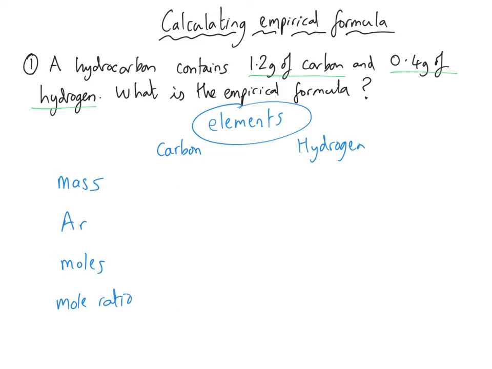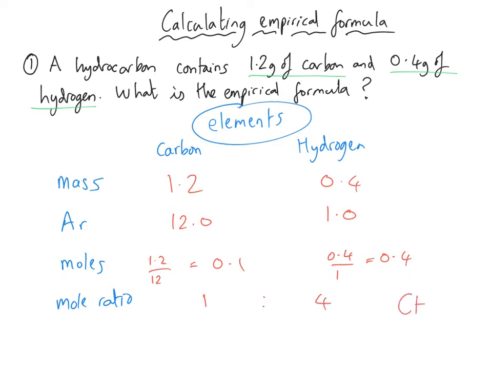And so we can fill this in with the mass of carbon is 1.2, the mass of hydrogen is 0.4. The Ar of carbon is 12.0, the Ar of hydrogen is 1.0. So the moles is 1.2 divided by 12, which is 0.1, and 0.4 divided by 1, which is 0.4. And so we can tell this one by inspection is a ratio of 1:4. So 1 carbon for 4 hydrogen. So the empirical formula is CH4.